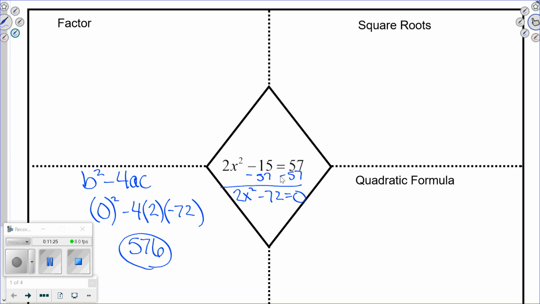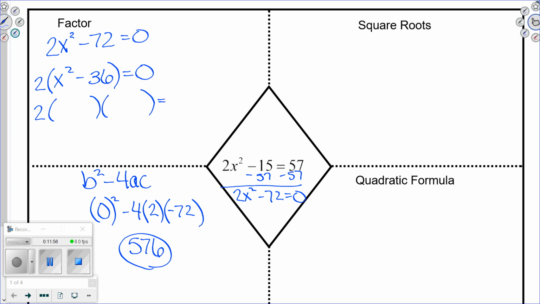Okay? So we had 2x squared minus 72 equals 0. So how do I factor that? Well, take out the 2. Remember that GCF, the first thing we always look for? Take out the 2. We're left with x squared minus 36. And then how does that factor?